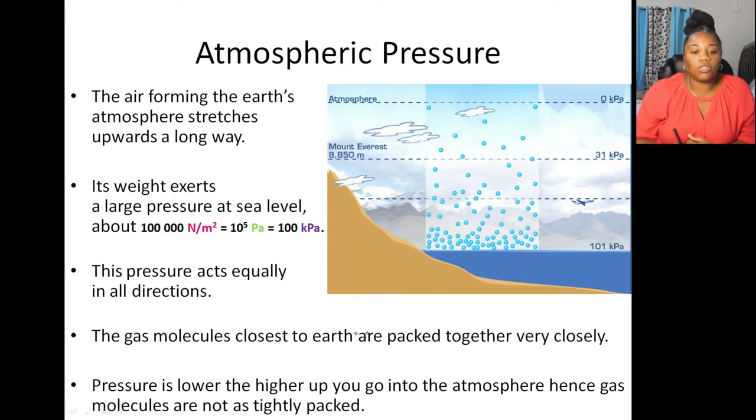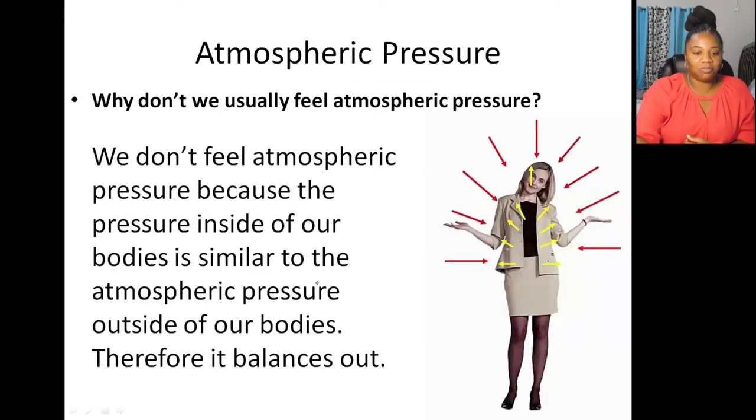So the gas molecules closest to Earth are packed together very tightly, and pressure is lower the higher up you go into the atmosphere, hence gas molecules are not as tightly packed, and you feel it, right? Now, why don't we usually feel atmospheric pressure? Because the pressure inside us is equal to the pressure outside us, so therefore it balances out, right? So we don't feel atmospheric pressure because the pressure inside of our bodies is similar to the atmospheric pressure outside of our bodies, therefore it balances out.